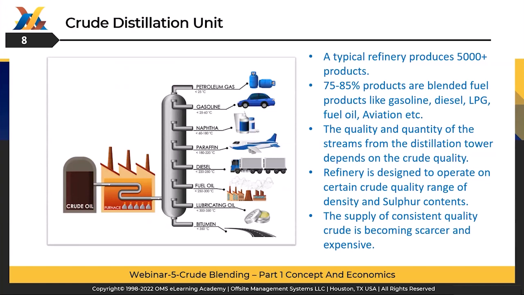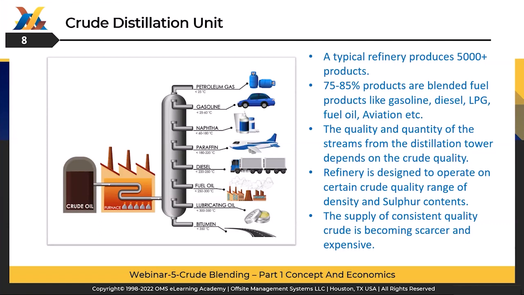So just to give you a background, a typical refinery produces about 5,000 plus products, and of those products, 75 to 85% are blended fuels, products like gasoline, diesel, LPG, fuel oil, etc. The quantity and the quality of the streams from the distillation column depends upon the quality of the crude oil. And they propagate downstream to other process units in terms of the final product qualities which are used for blending.